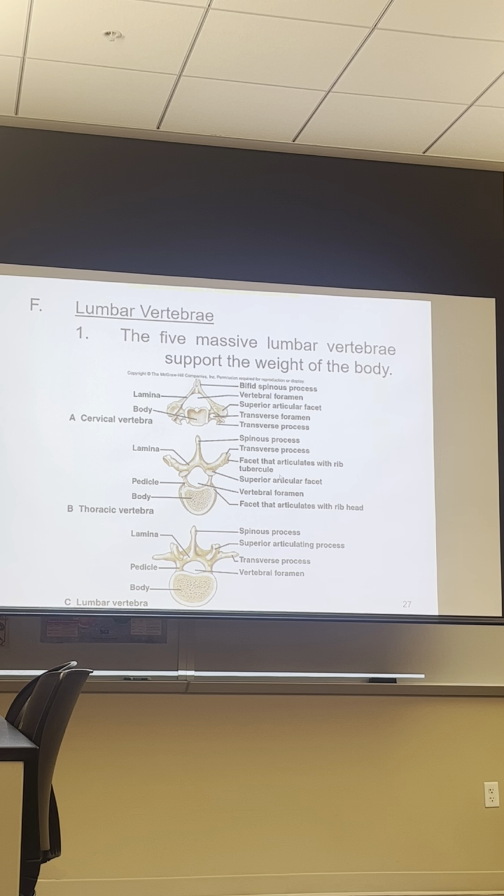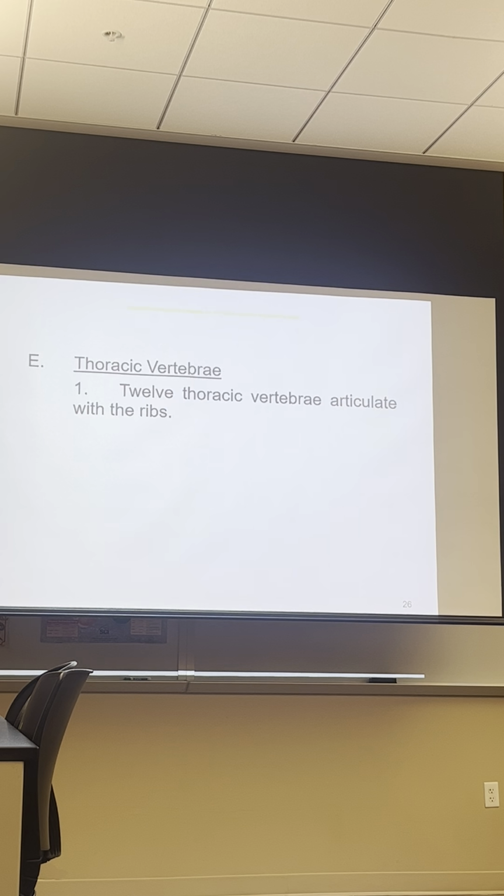Your thoracic vertebrae are going to have facets for your ribs. So all 12 of your ribs are attached to the thoracic vertebrae. And then the lumbar vertebrae are going to have large, thick bodies. We'll go over it in lab. Identifying is pretty easy to do.